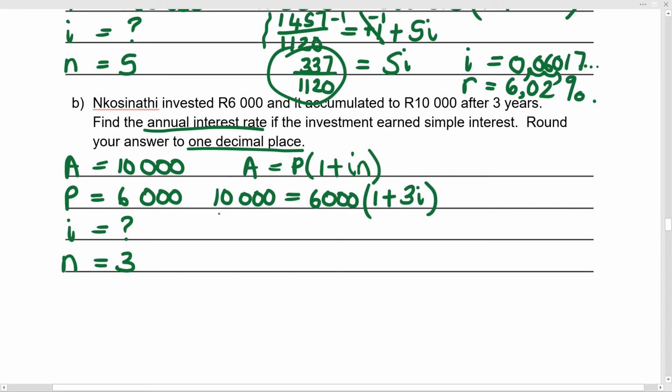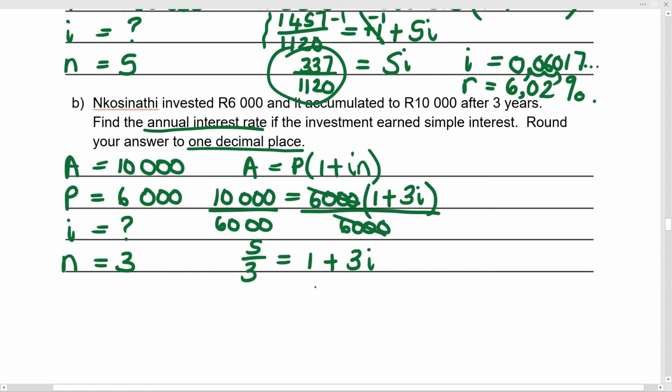Okay, I'm going to show the steps this time. And I'm going to show that I'm dividing by 6,000. So you might find that you prefer not to show these steps or that you do. It's really up to you. Those guys will cancel, but obviously the 10,000 divided by 6,000 is going to simplify. And that simplifies to 5 over 3. And that's 1 plus 3I.